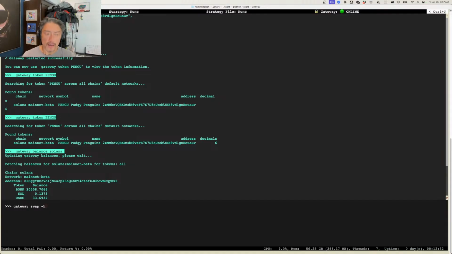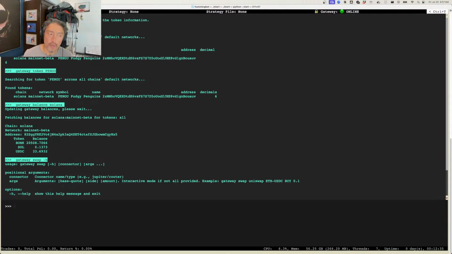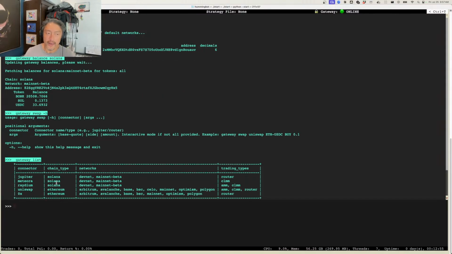The swap command is designed to help you interact with the gateway connectors and conduct swaps using them. By default, every DEX connector should support the swap routes. What that means is all the connector types, router, CLMM, and AMM, expose quote swap and execute swap. And so basically any router, any DEX should be able to do a swap on them.